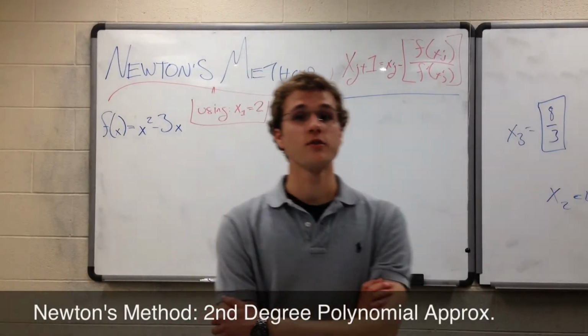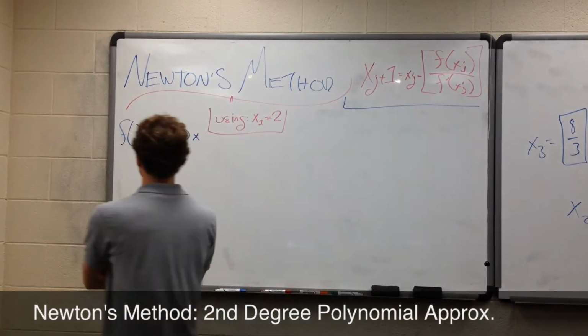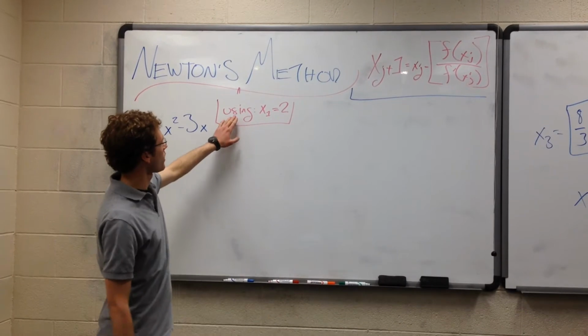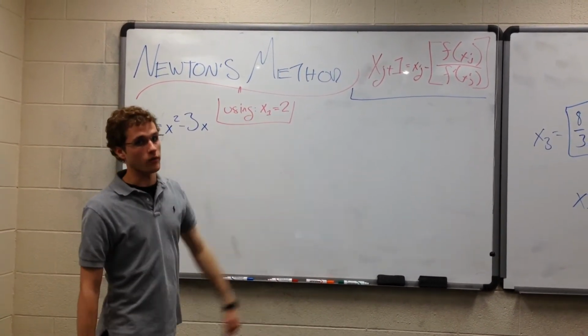All right, so let's use Newton's method to approximate another function. This is a simple second-degree polynomial here, x squared minus 3x, and we are going to be approximating this using a given value, x1 of 2.